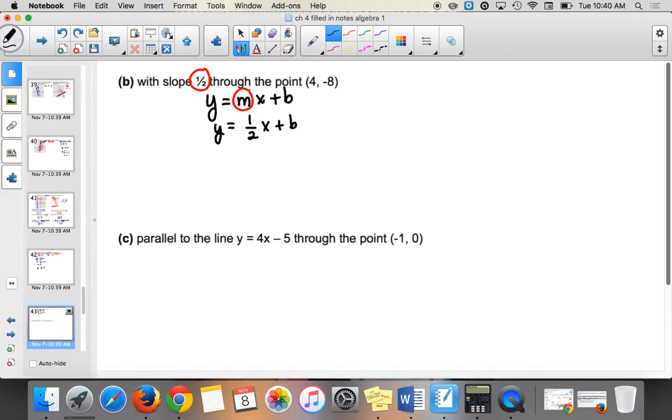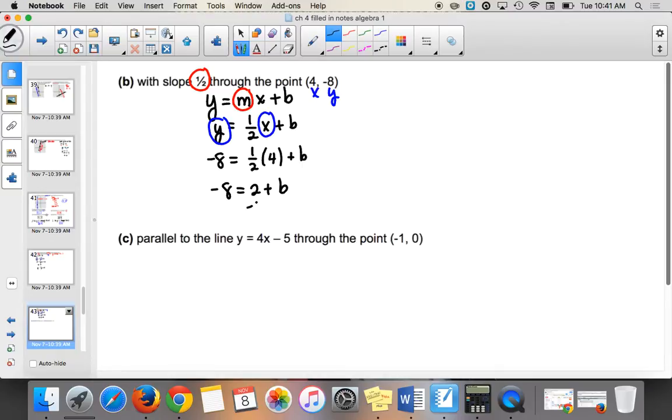But I don't know what b is. So if you want to find b, we temporarily plug in something for x and y. Any point on the line will work. So what point is on the line? 4, -8, right? So I'm going to do -8 for y. You can call that x comma y if you want to. And then I'm going to do 4 for x, right? So I get 1/2 of 4 plus b. Okay, so what's half of 4? 2. -8 is equal to 2 plus something.